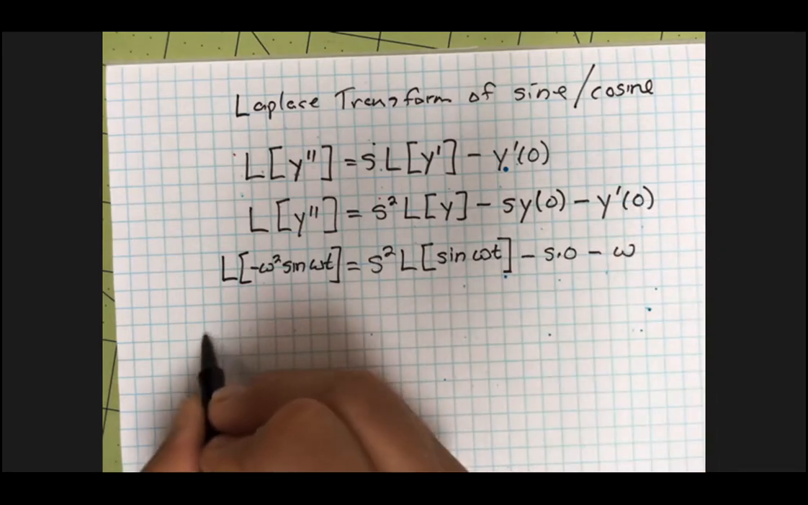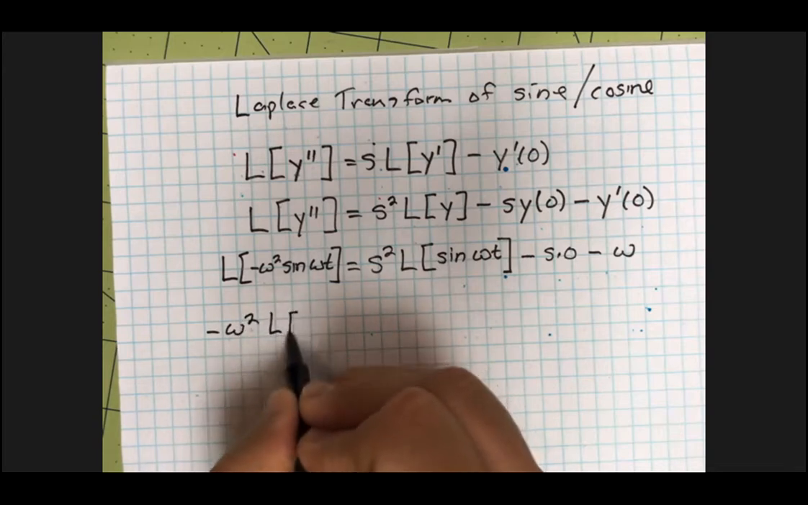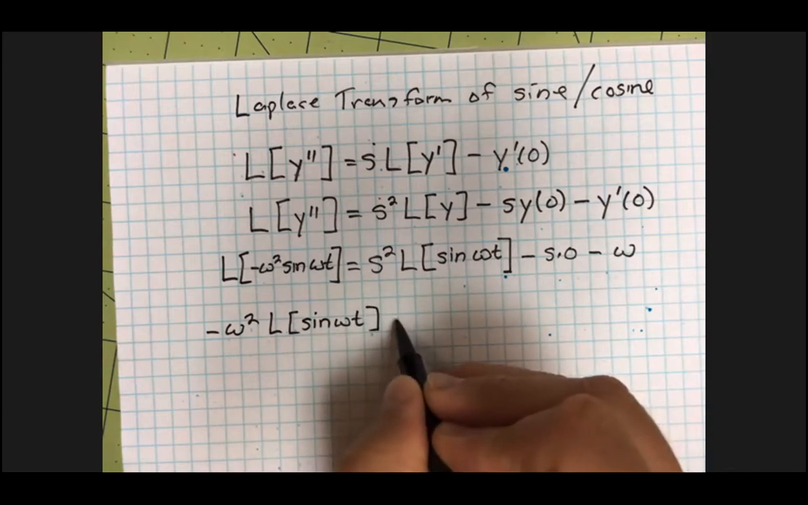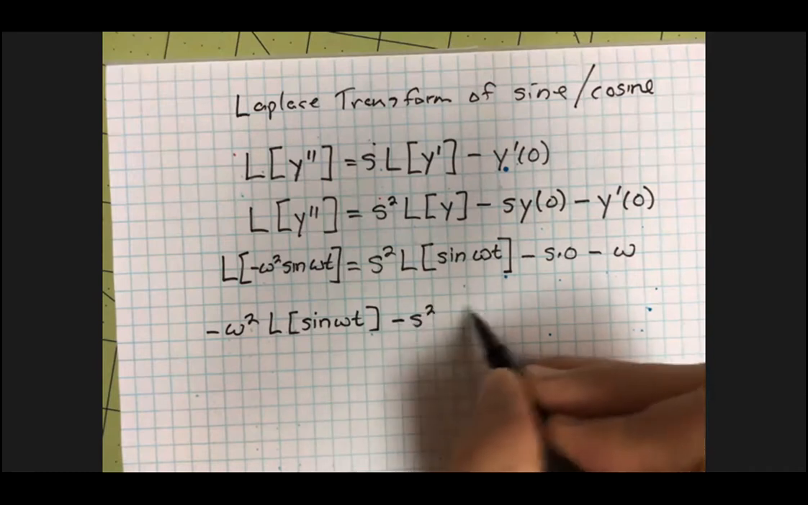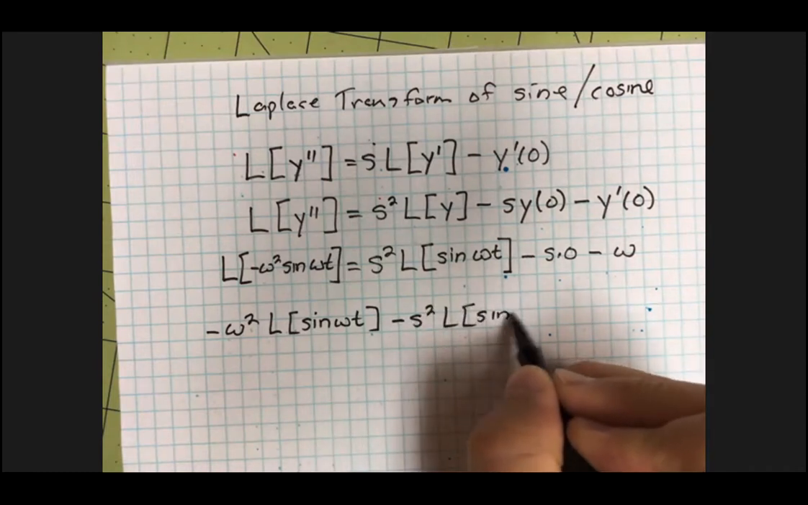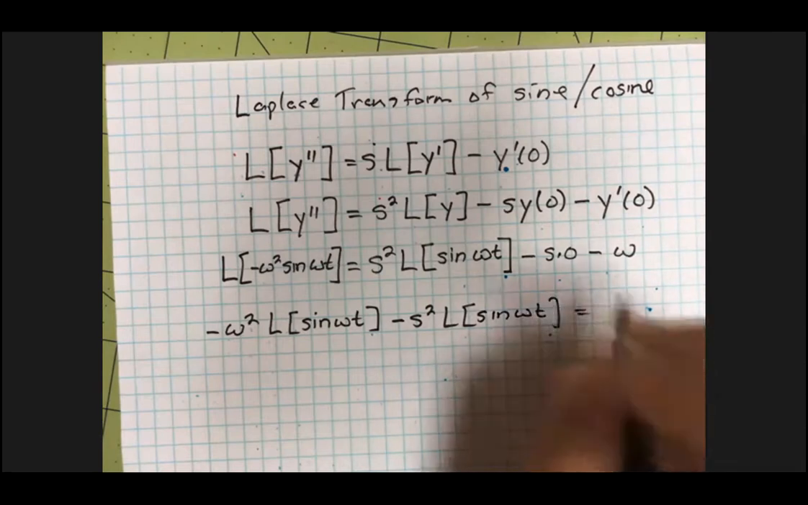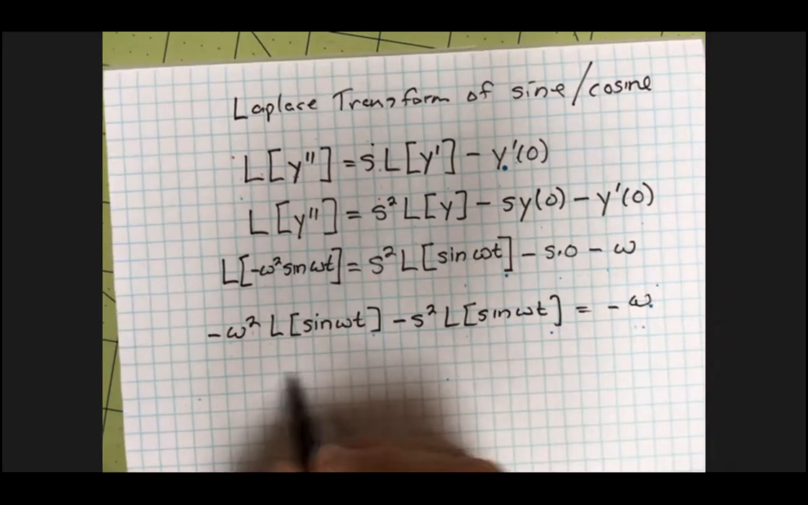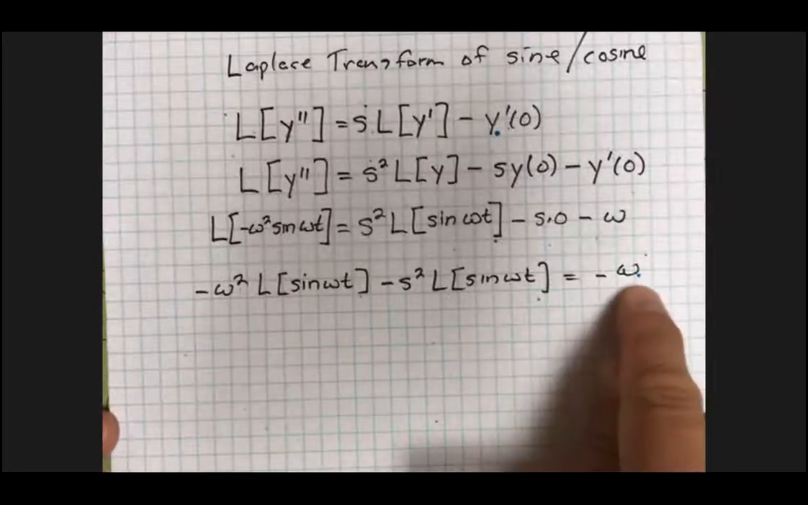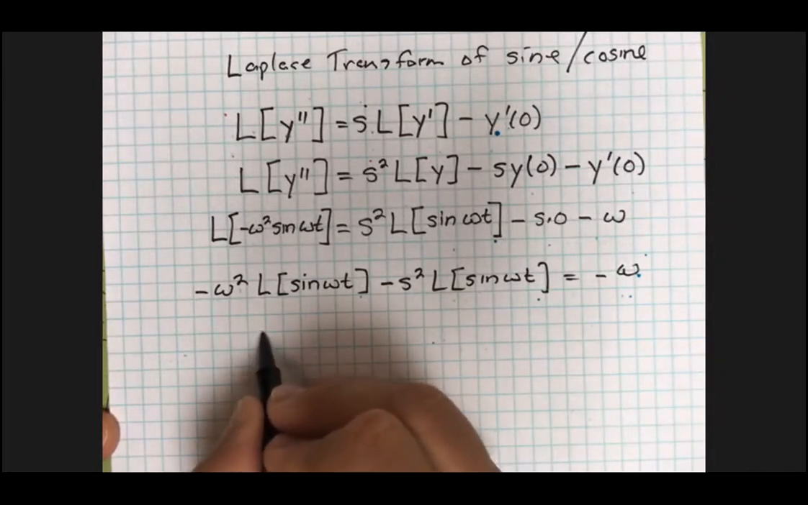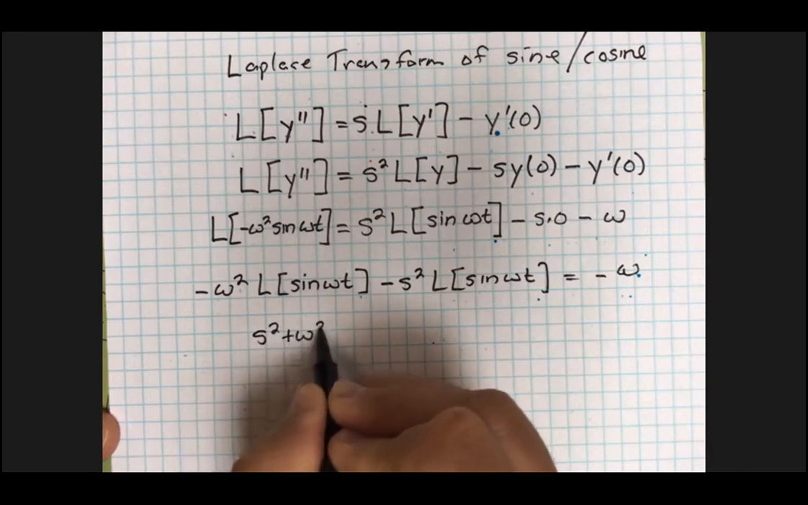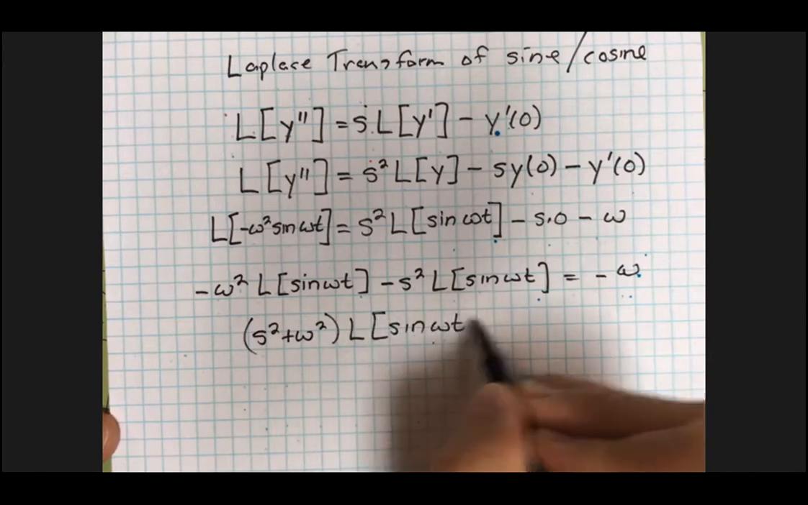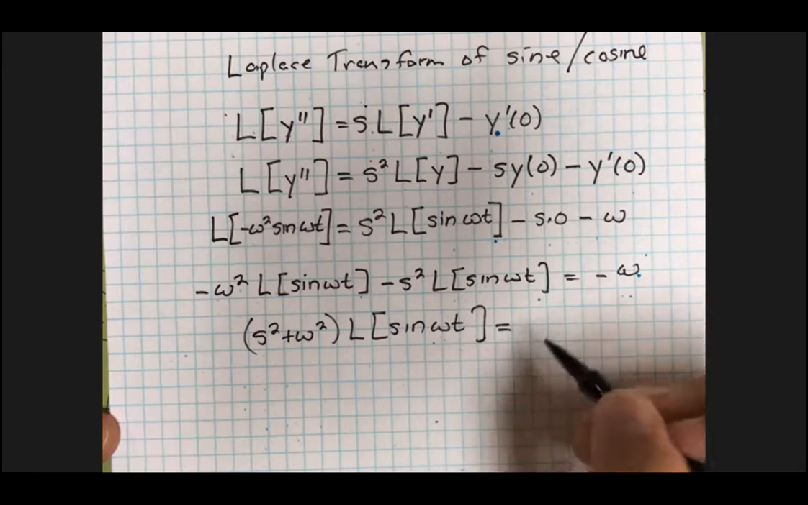Now let's rewrite this, and you've learned this trick many times. Put the sine omega t stuff on one side, and everything else stays on the other side. This is actually zero. This is just a minus omega. Frankly, I just multiply everybody by minus one because I don't want to look at minus signs. What do I got here? s squared plus omega squared times the Laplace transform of sine omega t. This is a lot better than doing that infinite improper integral, right?